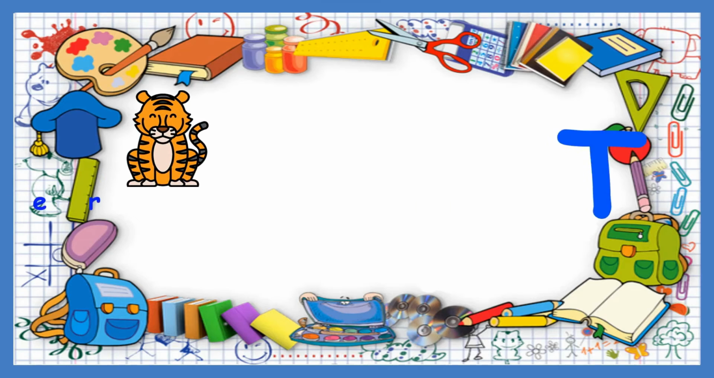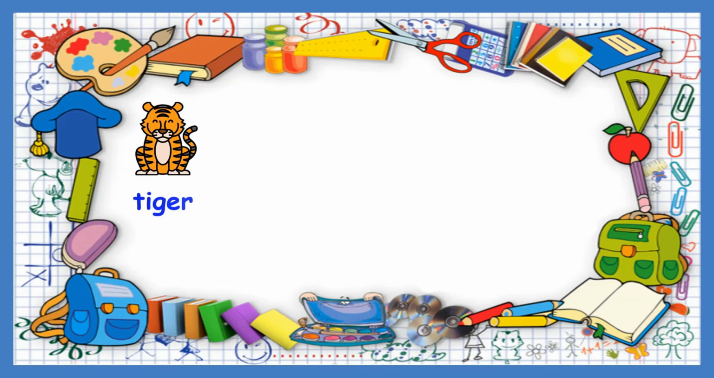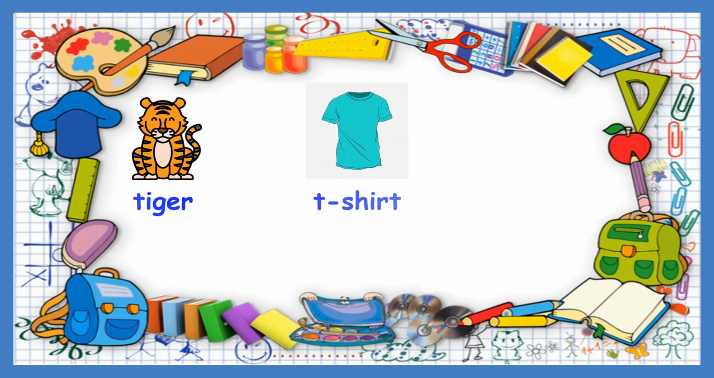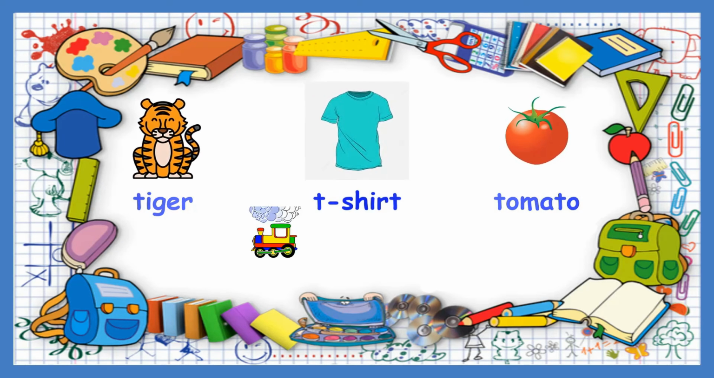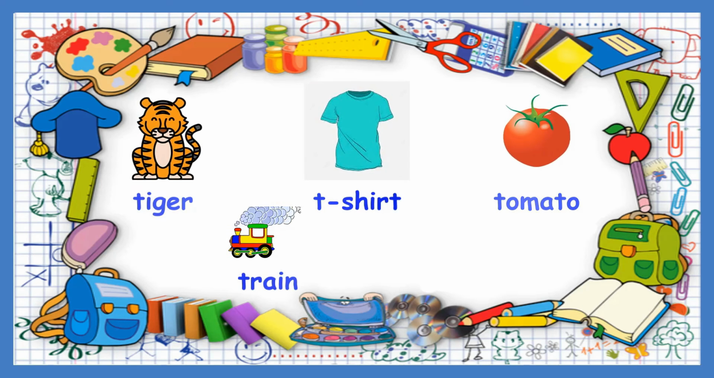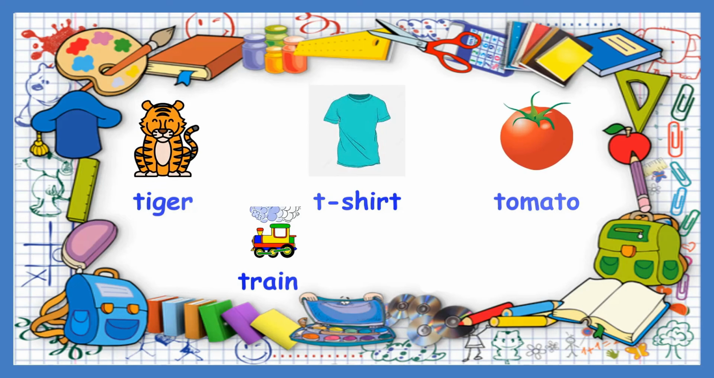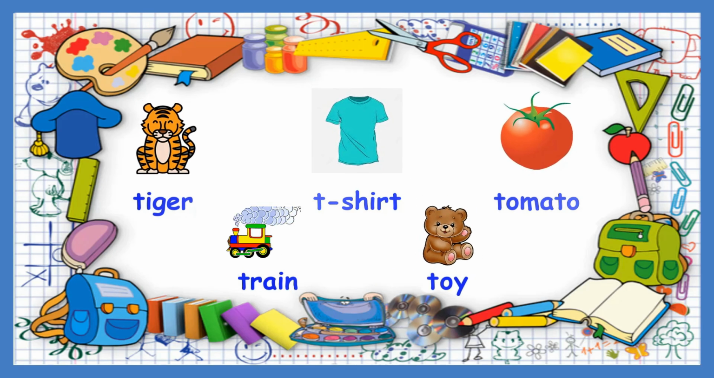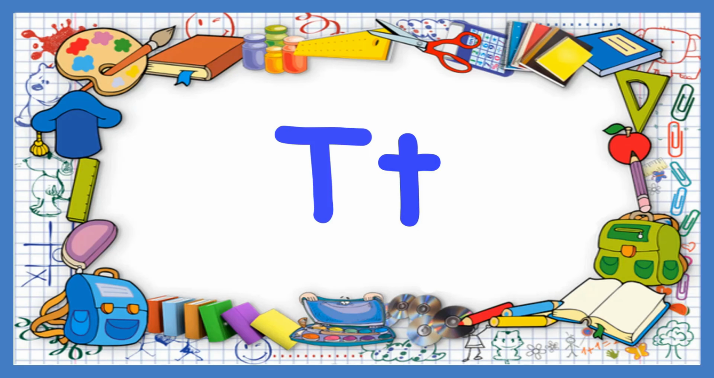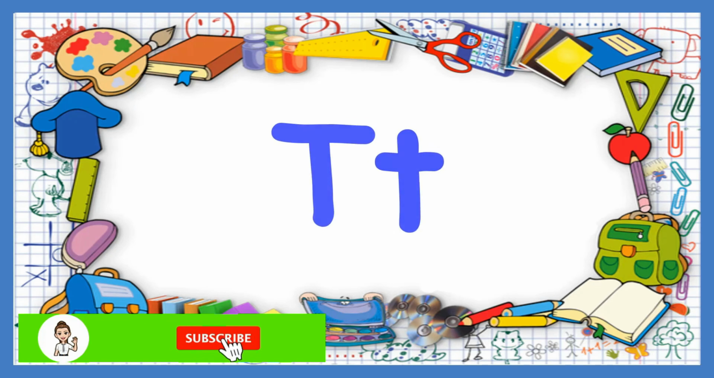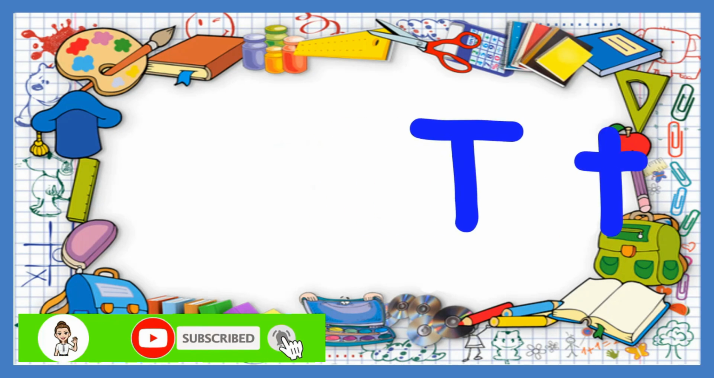T for tiger, tiger, tiger. T for t-shirt, t-shirt, t-shirt. T for tomato, tomato, tomato. T for train, train, train. T for toy, toy, toy. This is the letter T, T, T.